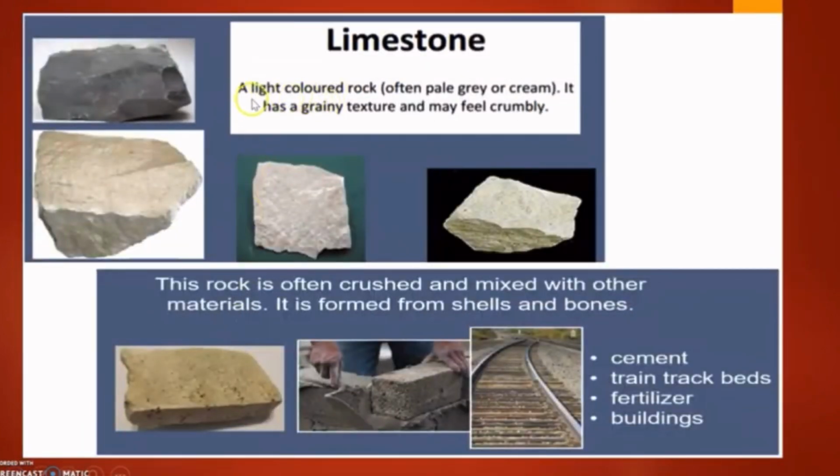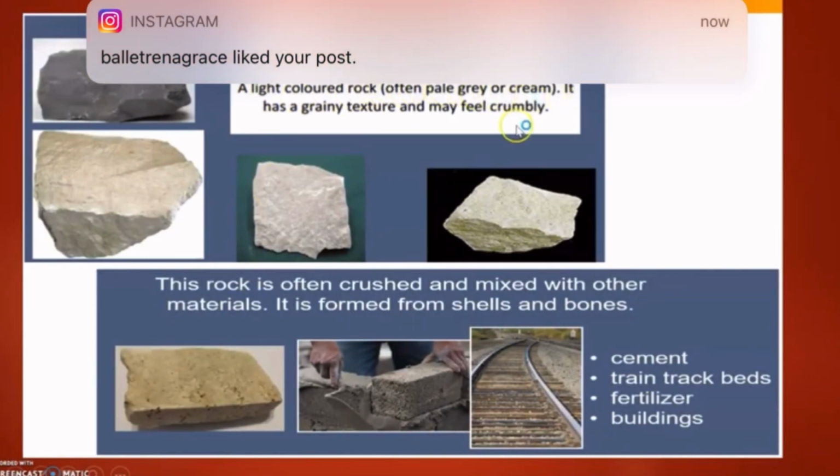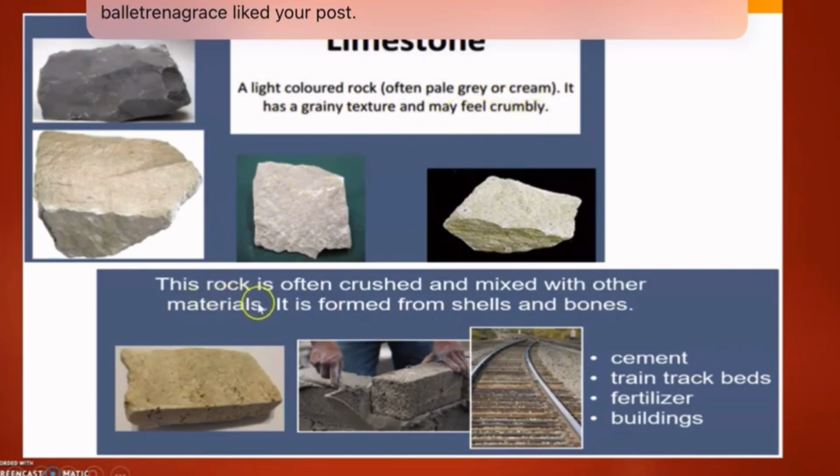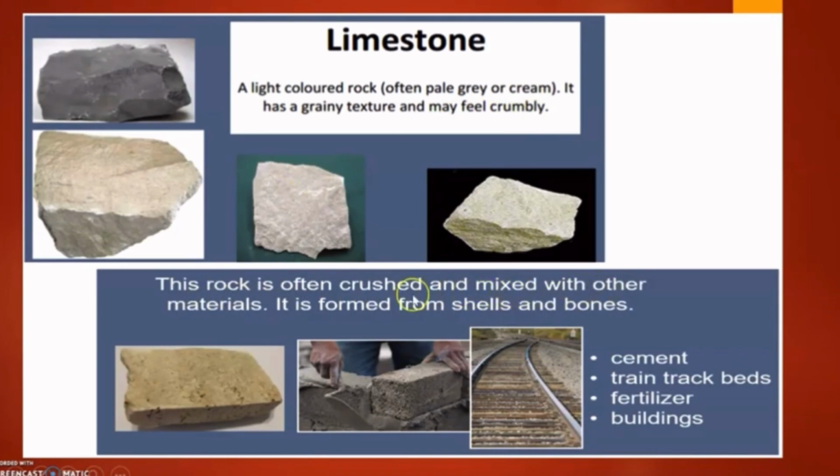Limestone. A light-colored rock, often pale gray or cream. It has a grainy texture and may feel crumbly. This rock is often crushed and mixed with other materials. It is formed from shells and bones, and used for cement, train track beds, fertilizer, and buildings.